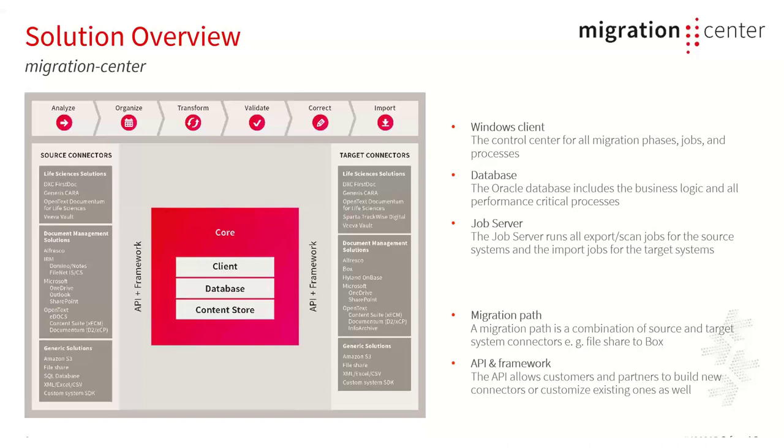So we have a lot of connectors from the big vendors like IBM, Microsoft, OpenText, Hyland, DXC, and also we have generic solutions like Amazon S3, FileShare, SQL databases, XML, Excel, CSV, and down there we have custom system SDK, which means we are always keen on adding new adapters to the system. So in case one of our existing adapters or connectors doesn't work for you, or you have a platform where you don't have a connector for, and we need one, we can always build one. Quite easy, just connected to the migration center ecosystem.